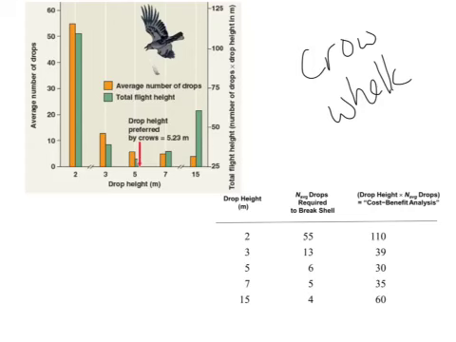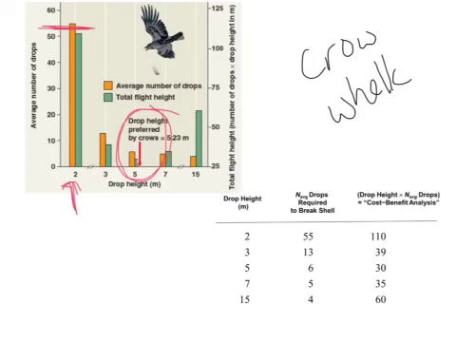There is actually an optimal height for the crow to drop the whelk from, where he doesn't have to keep expending energy and dropping it multiple times. You can see the crows that drop it from a very low height, their average number of drops is very, very high to get it to break open. So they're expending a significant amount of energy as they keep flying, keep flying, keep flying, trying to get the food out.